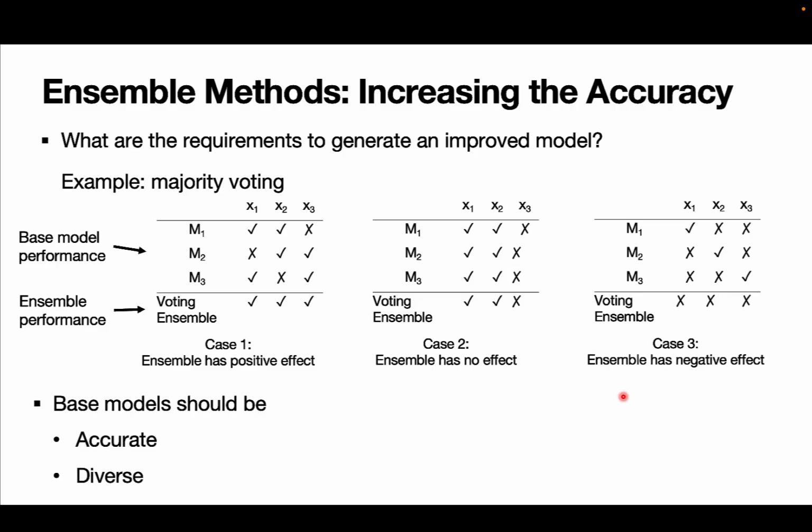In the third case, the ensemble actually harmed performance. One model correctly predicted X1, but the other two missed it. And because the ensemble relied on majority voting, it produced an incorrect result. The same happened for X2 and X3. So while ensemble methods can be very powerful, they're also not foolproof. They might boost accuracy, have no impact, or even degrade the performance. It depends a lot on the accuracy and the diversity of the base models.